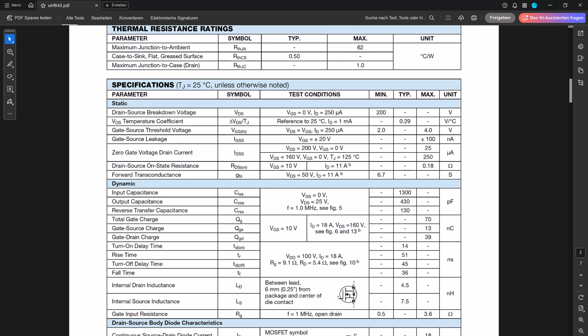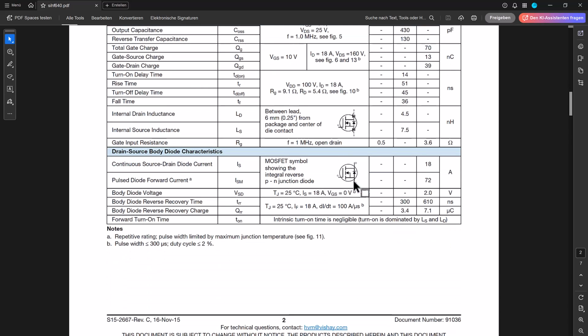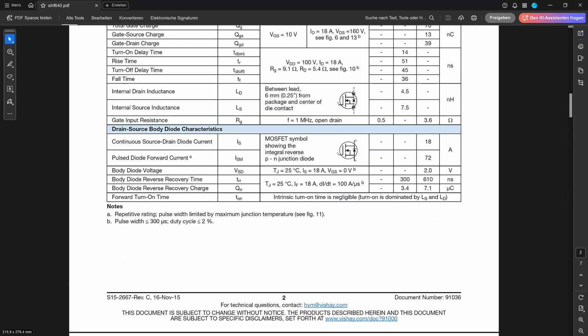Further down in the same section are the body diode characteristics, the intrinsic diode between source and drain, which exists naturally due to the vertical structure of a power MOSFET. Here, VSD max equals 2.0 volts and the typical reverse recovery time, TRR, equals 300 nanoseconds. For inductive loads, this diode becomes especially important.